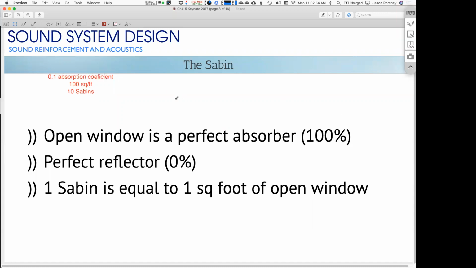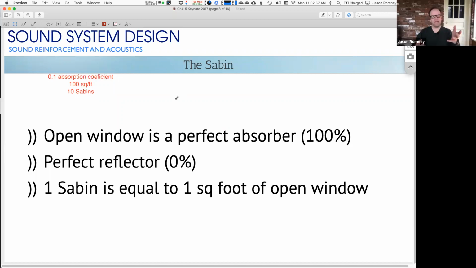Okay, cool. So whatever this material is, let's say it's a brick wall. Absorbs 10% of the energy, reflects 90% of the energy. I have 100 square feet of that stuff, and therefore 100 square feet of brick has an absorption level that is equal to 10 Sabines, or 10 square feet of open window. So there you go. That gives you some idea of how much sound will come back at you in that room.